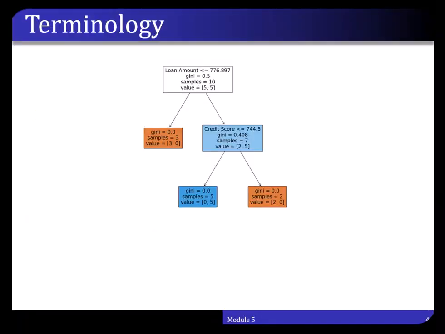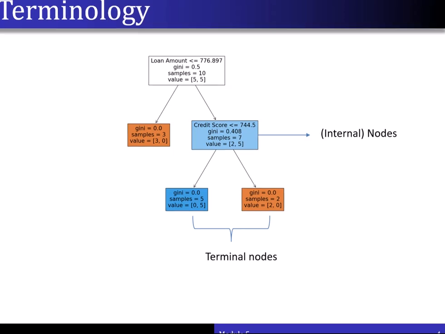Okay, a little bit of terminology. Nodes that have successors are referred to as internal nodes or decision nodes. Nodes without successors are known as terminal nodes or leaves of the tree. And decisions are based on these terminal nodes.